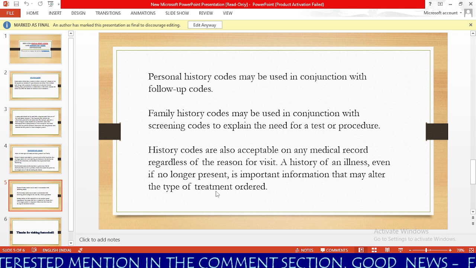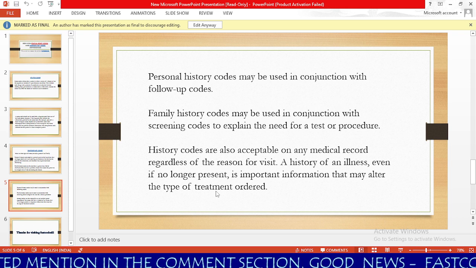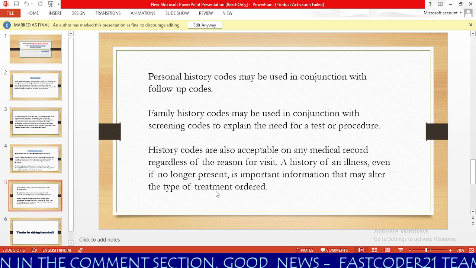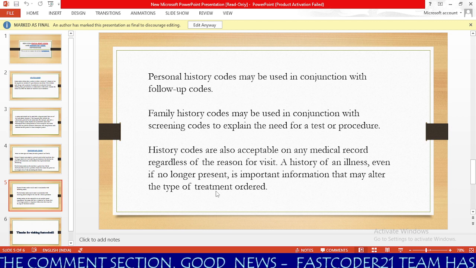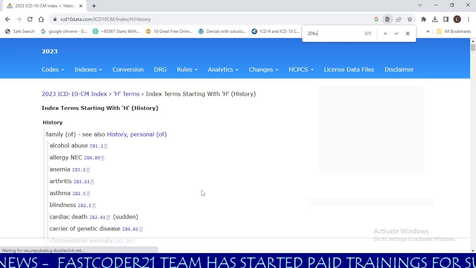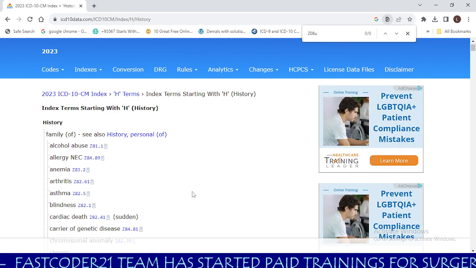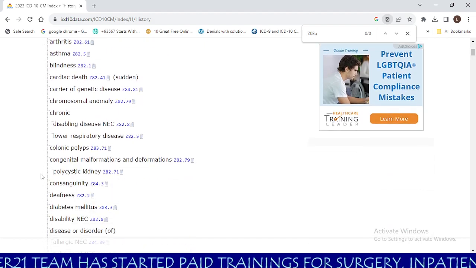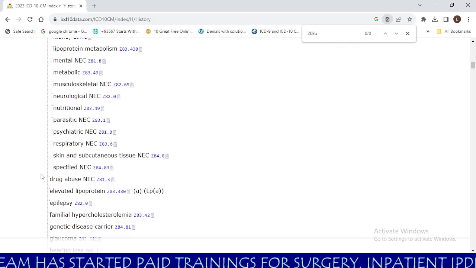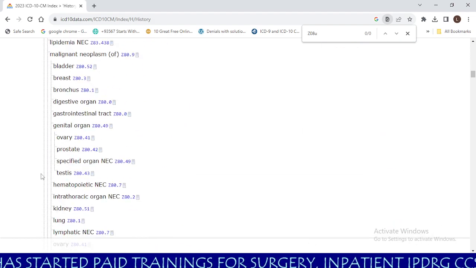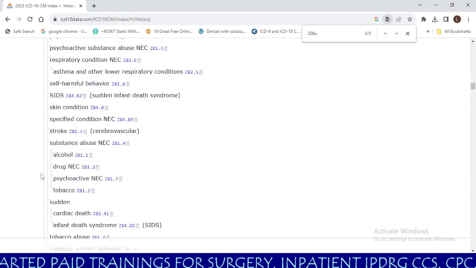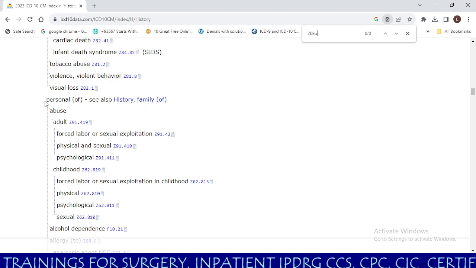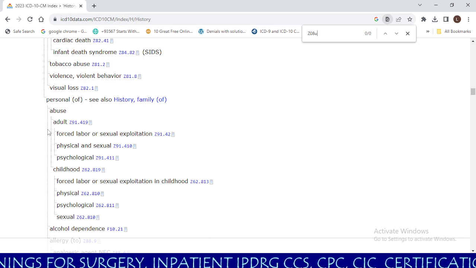Generally, we will use personal history codes along with follow-up codes. Family history codes we will use along with screening codes, like colonoscopy coding. So if you see here in the index, we have history, family history first. Next we will find personal history. So like this, we have two types of history, family and personal. So the first one is family, this one is personal. So we need to check here.